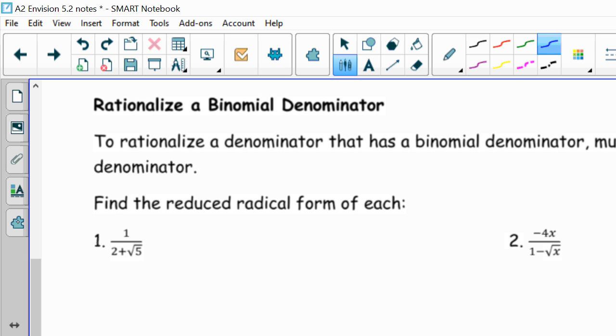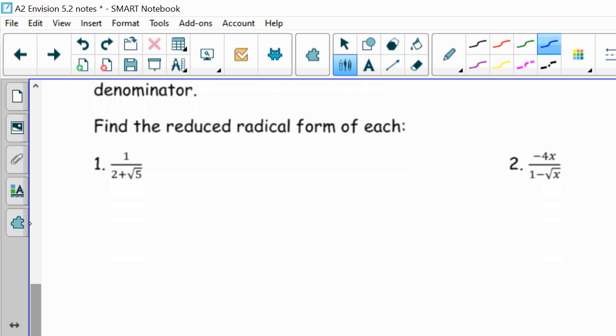Okay, so just remember that we cannot have a radical in the denominator. To rationalize the denominator means to get rid of the radical in the denominator. We already know what the conjugate is. Conjugate just means you change the sign of the addition or subtraction. So number 1, it says find the reduced radical form of each.